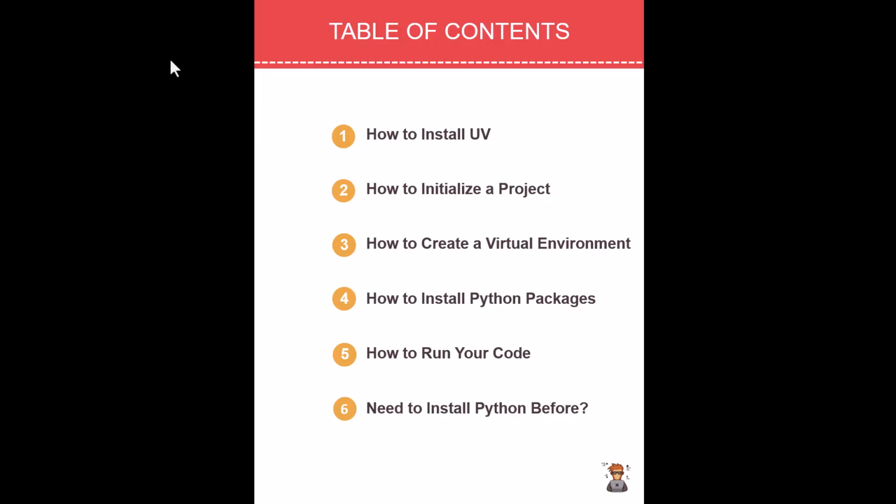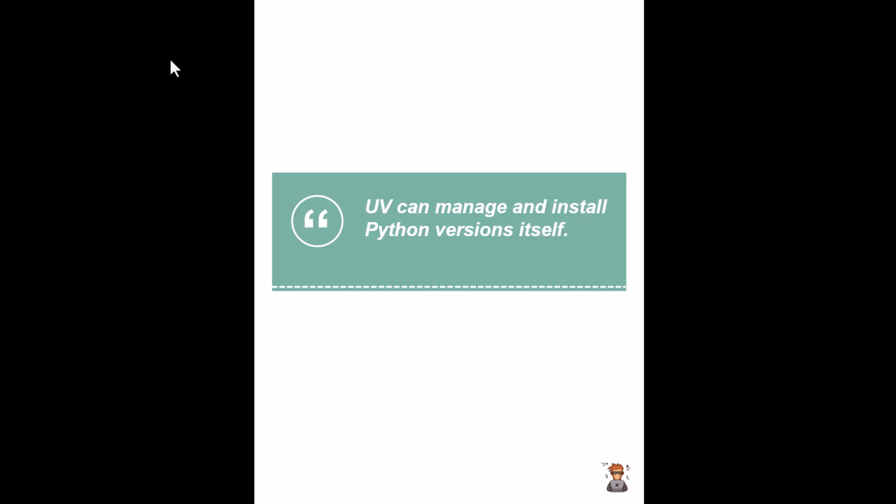Before we start our discussion further, I would like to answer the last question first. Do you need to install Python first or not? The answer is UV can manage and install Python versions itself. So technically, you do not need to install Python first. By default, UV can verify or install managed Python versions for you. It also prefers its own managed Python versions, but can fall back to system Python if one exists.